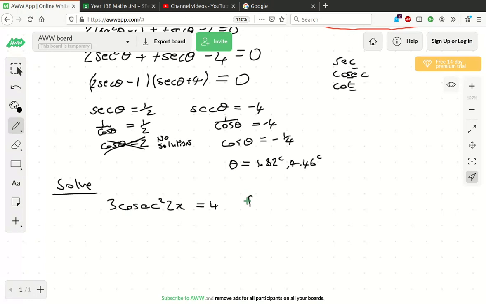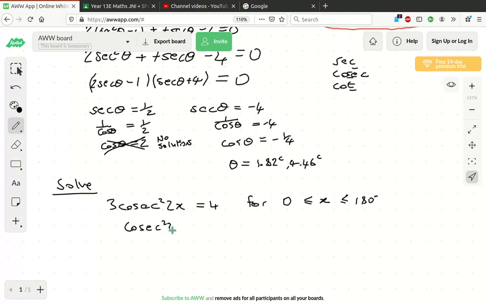For 0 is less than or equal to x is less than or equal to 180. So we're in degrees this time because it's given the range in degrees. Okay, think about what's happened to x first. First we doubled x, then we took the cosec of it, then we squared it, and then we multiplied it by 3. So going backwards, go in reverse.